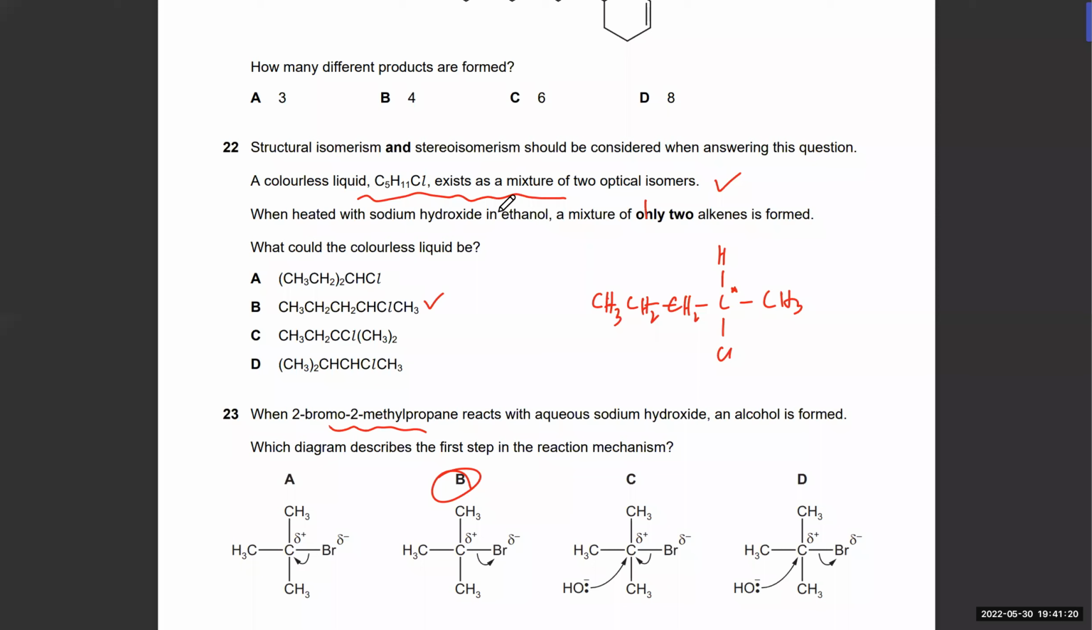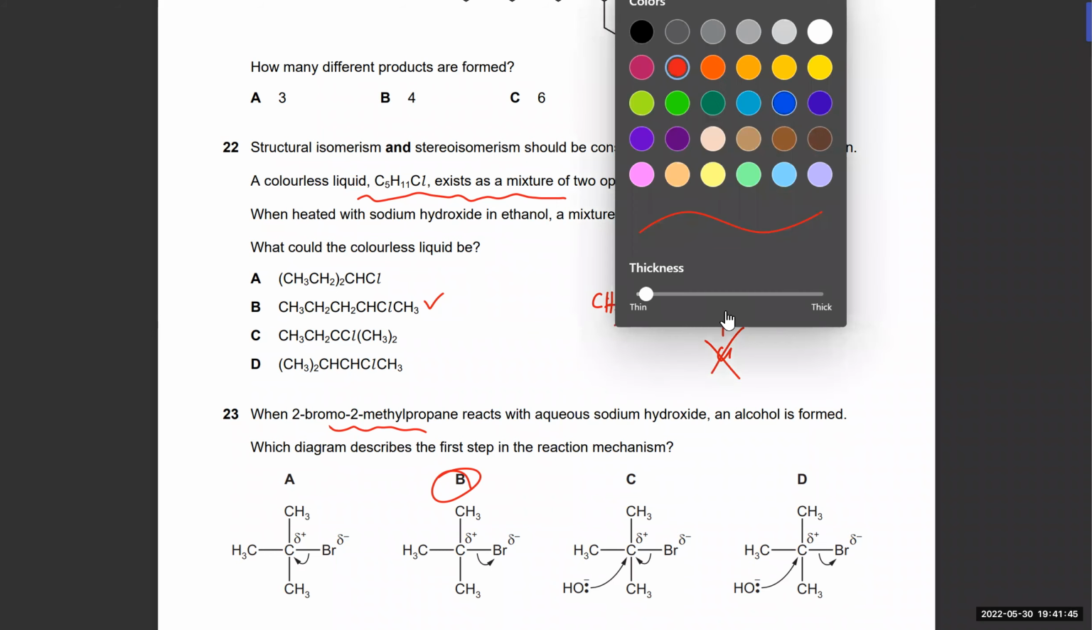It's heated with NaOH in ethanol. They've already told you it forms 2 alkenes, and only 2 alkenes are formed. So how many alkenes would be formed when you have elimination for this? The Cl will be lost. A double bond would exist over here, or it will exist on this side, right? So how many alkenes would be formed? 2 alkenes.